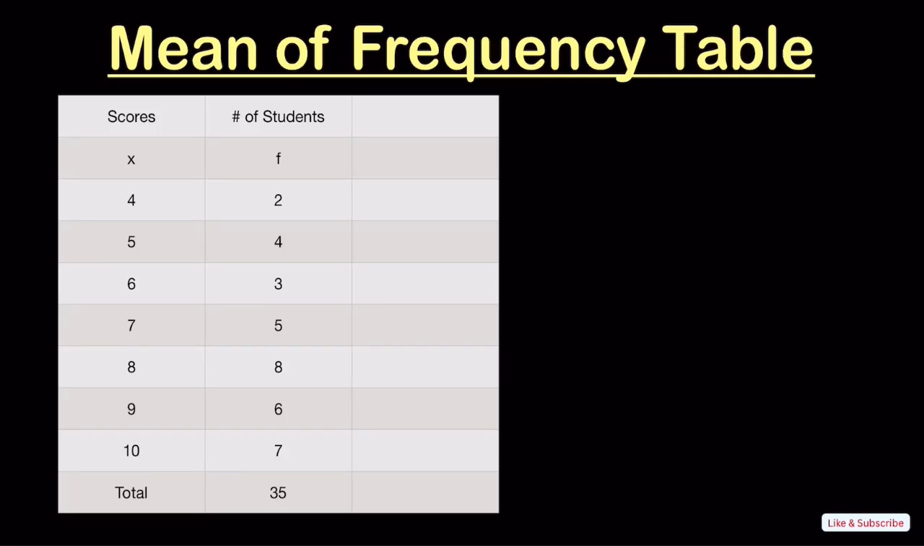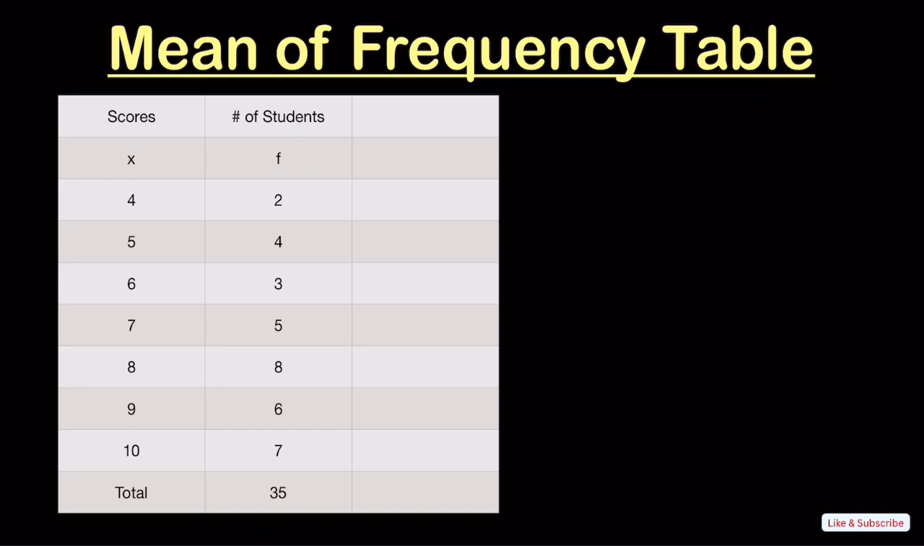In this lesson, we'll learn about the mean of the group data or the frequency distribution table. So let's learn it with an example. Here in this table, we are given the scores in the first column and the number of students in the second column. The scores are denoted by the letter X, and the number of students is the frequency of the students, which is denoted by the letter F.